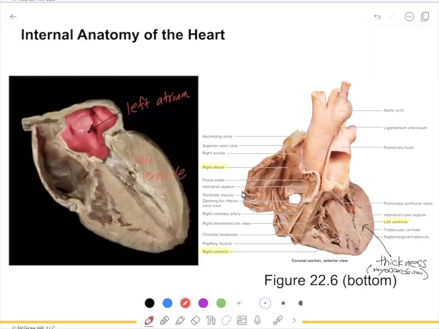This would be the right atrium and the right ventricle. So be able to identify those on a quiz or an exam.